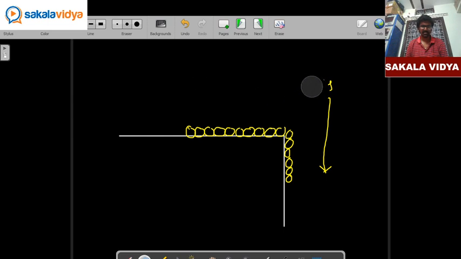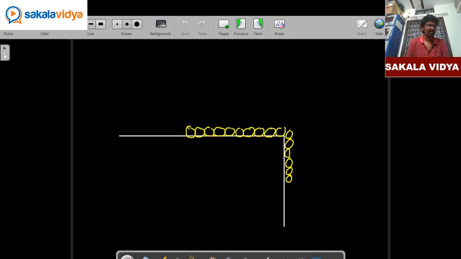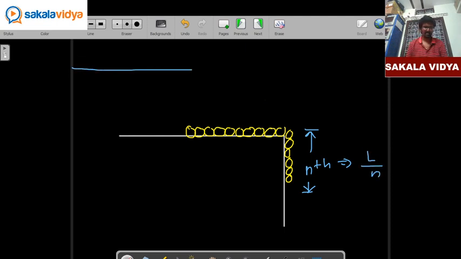According to our question, the nth part of the chain is hanging from the edge of the horizontal table. So this is our nth part of the chain. The nth part of the chain is nothing but L divided by n. If this is our total chain whose length is L, the nth part means L by n.